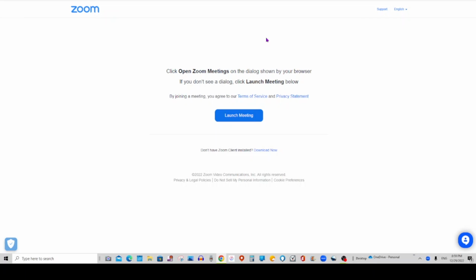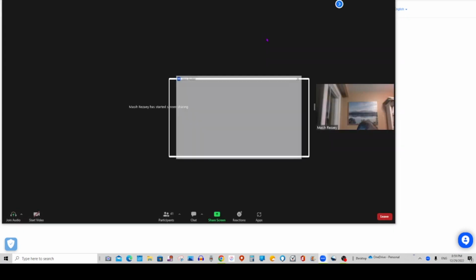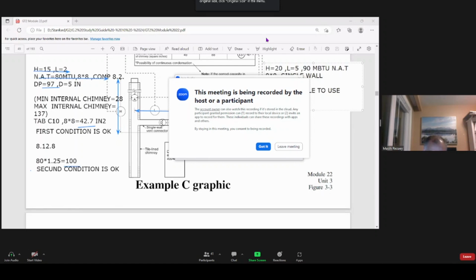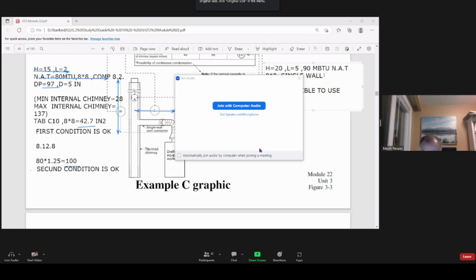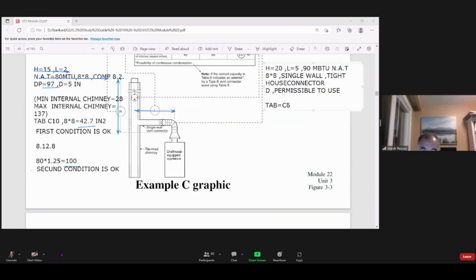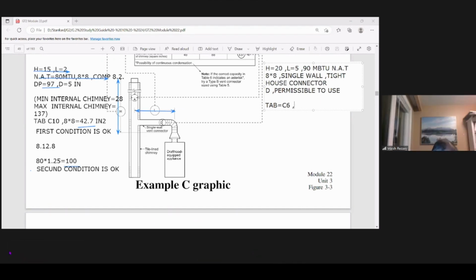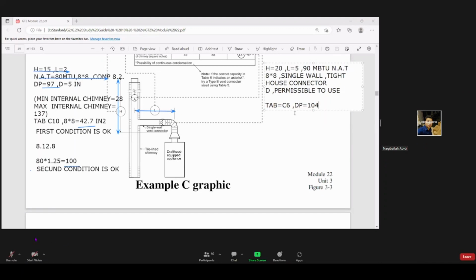Good. So I'm right? Now, Mr. Abidi, table C6, you put your ruler, front of height 20, L equal to 5, and it's a tight house. If they don't mention it, please assume it's a tight house, okay? So what you get, sir, with the 100, you get DP equal to 104. So the depressurizer is 104.